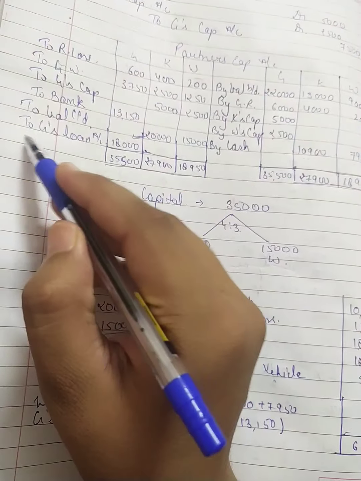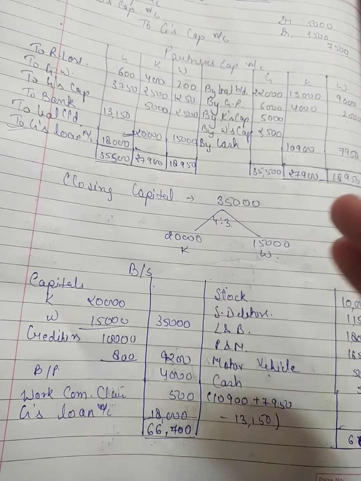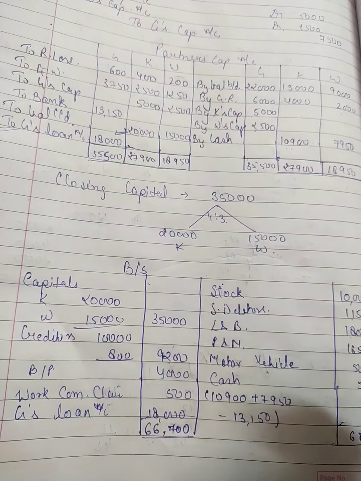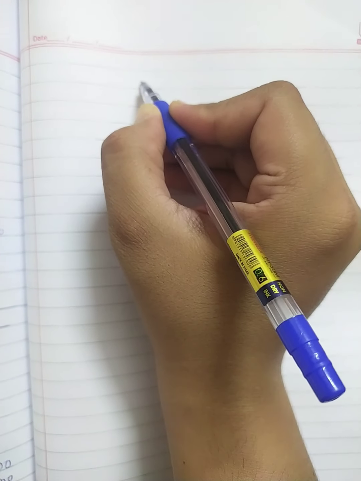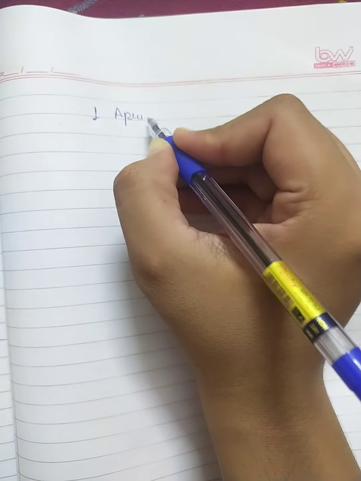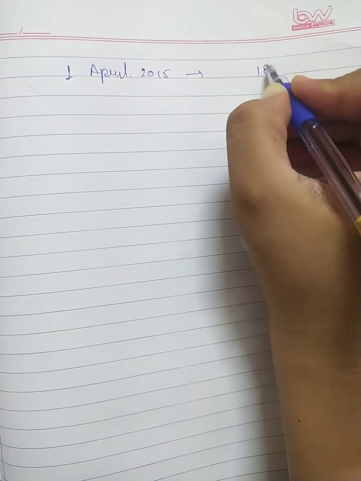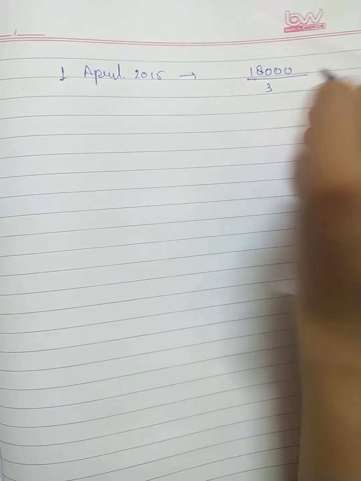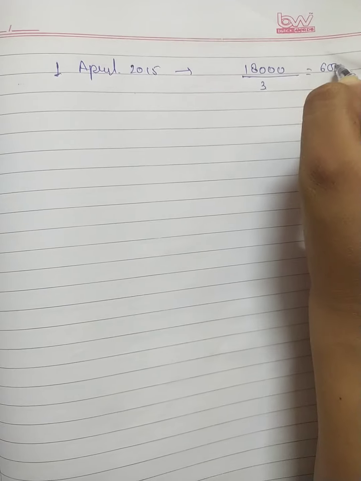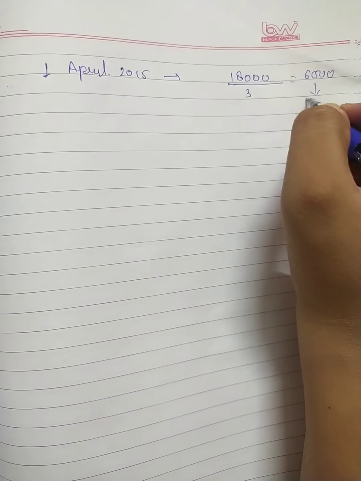Now we will prepare G's loan account. But before preparing G's loan account, we need to do some working notes. So let's start it. So students, G is retiring on 31st March and we will start the account on 1st April 2015. We have transferred 18,000 to his loan account that has to be paid in 3 installments. It means 6,000 in one installment. Okay, every year we will pay 6,000.